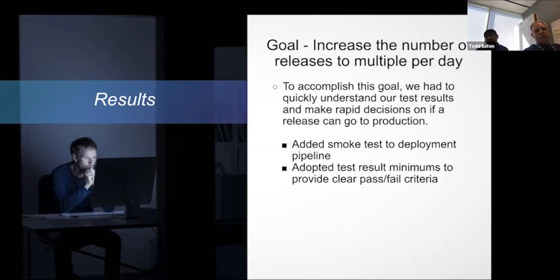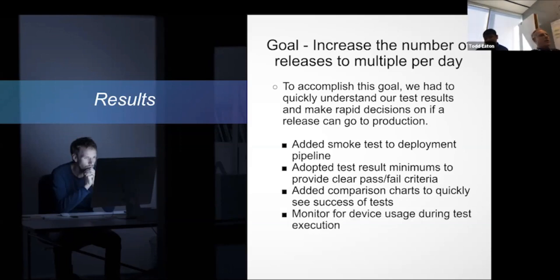We adopted test result minimums to give us that clear result so we could have a pass-fail criteria and move on. And then we added comparison charts so that we could see the results or the success of the test very rapidly. And lastly, we had to add some monitoring for our test usage, our device usage during our test execution, because sometimes we would hold up the number of tests that we could run just because of our volume, and we adjust when we run tests. So Vikas, why don't you talk a little bit about smoke tests and what we did with that?